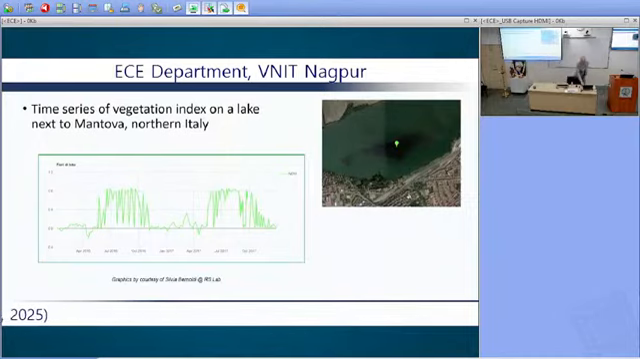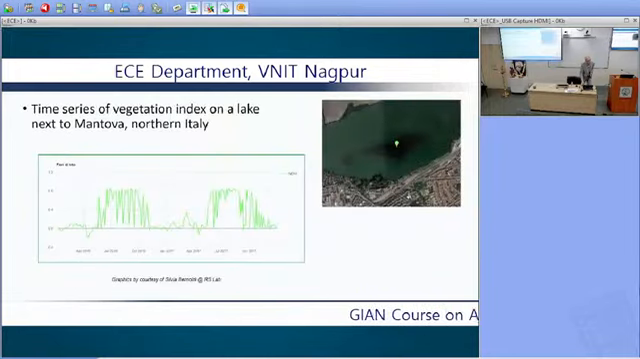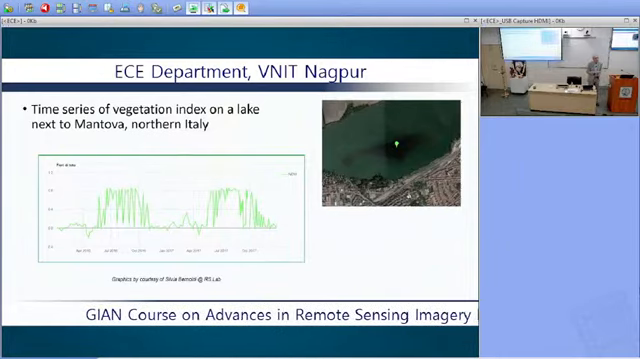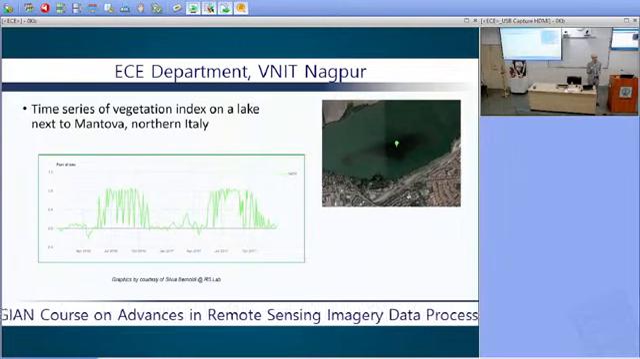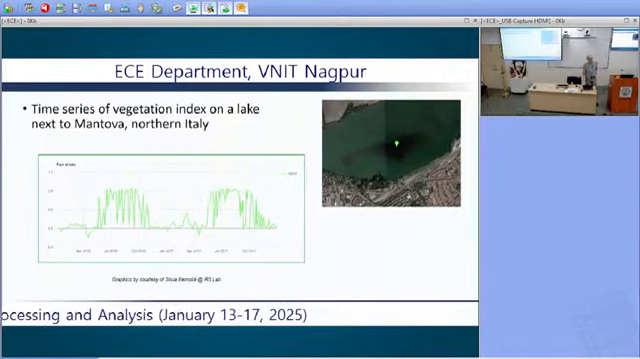Let's see. It is every day data, right? No, this is every 3 days. It's Sentinel-2, so it's every 3 days. It may be even less, maybe 5 days, depending on the location. But if I remember correctly, this is every 3 days. Okay.